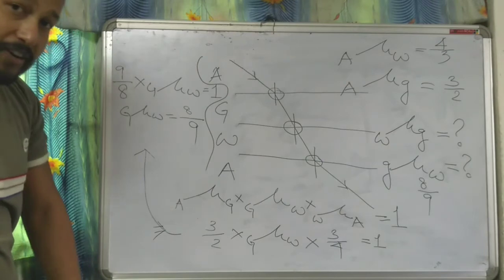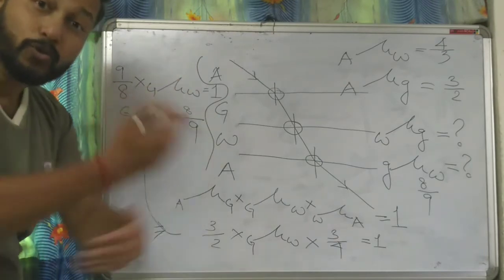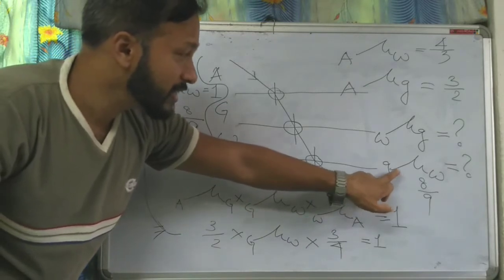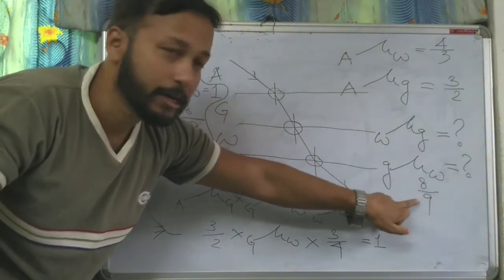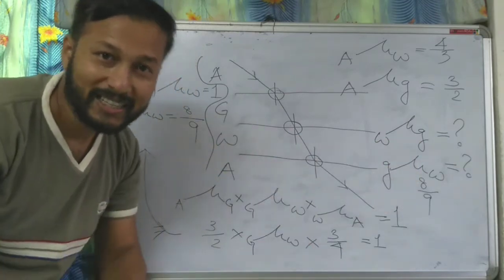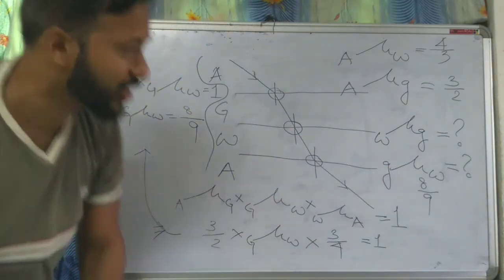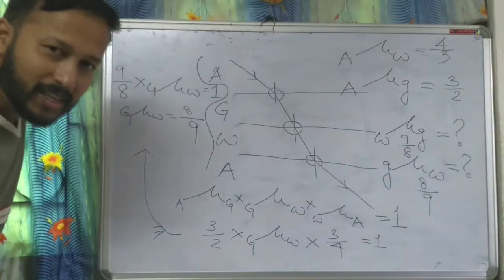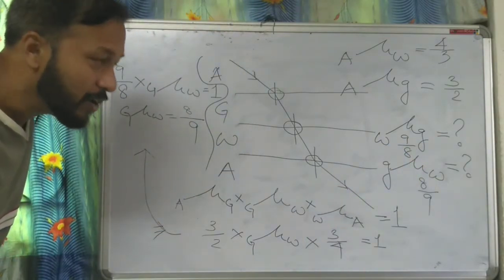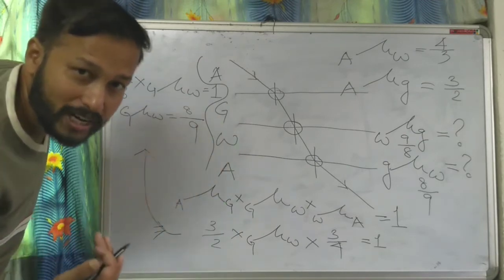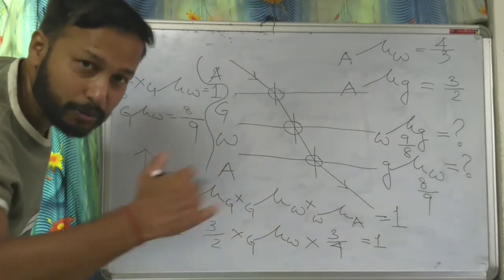Now what is the refractive index of glass with respect to water? I mean just opposite. Because this is G mu W is 8/9. So what is W mu G? Just opposite of that. Yeah, 9/8. So this is 9/8. Understood? In this way we can find out the refractive index of glass with respect to water or refractive index of water with respect to glass.